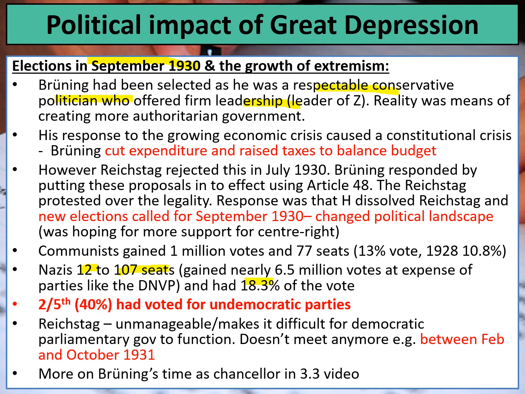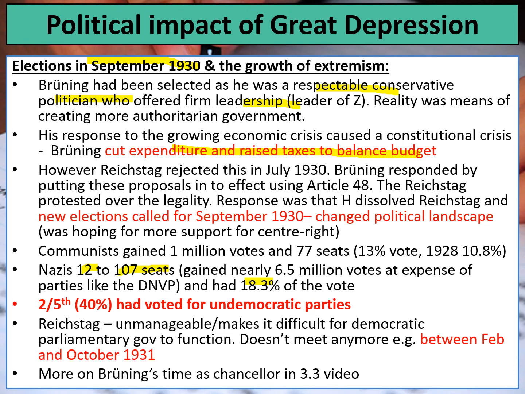His response to the growing economic crisis caused a constitutional crisis because he cut expenditure and raised taxes in order to balance the budget. Now, this was incredibly controversial at the time. Obviously, there were lots of people that agreed with him, that felt it was necessary, but it upset a lot of the population. And some people say that it's Brüning being the so-called hunger chancellor that pushed lots of more moderate people into voting for extremists like the Nazis and the communists.